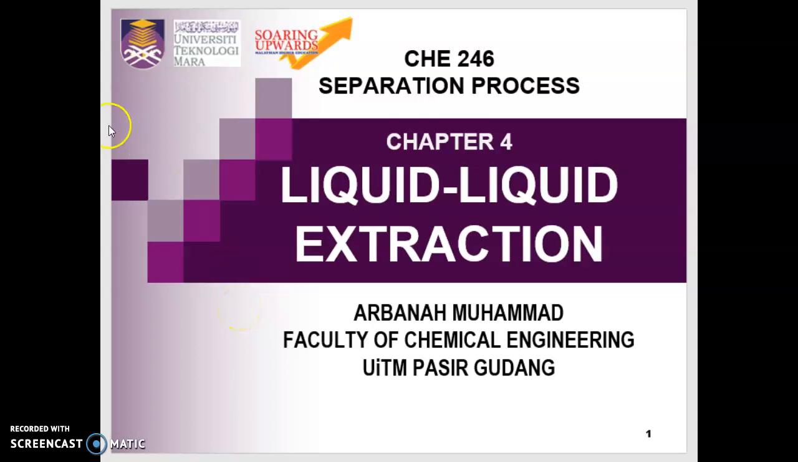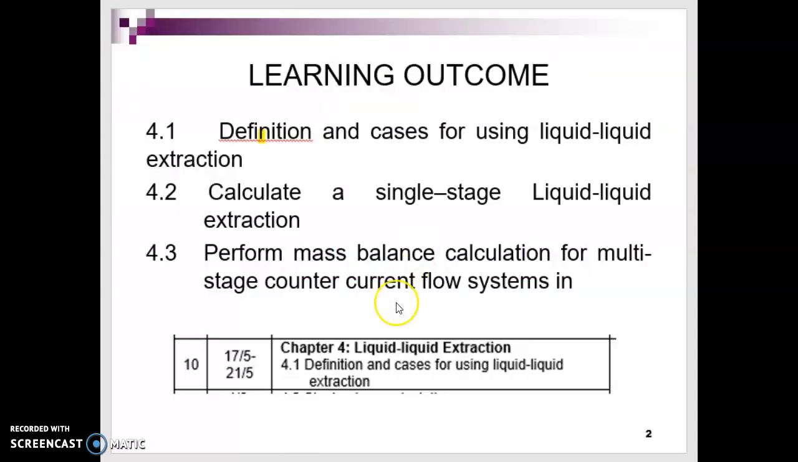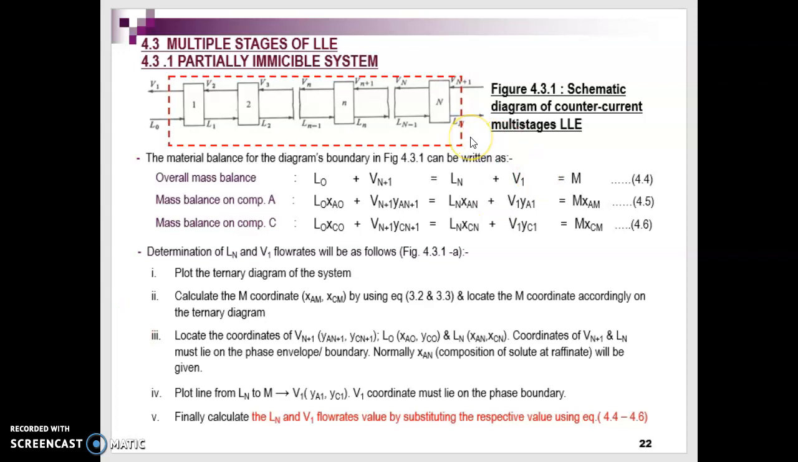Okay, welcome back to chapter 4. So we have remaining 4.3 to perform mass balance calculation for multi-stage counter current flow system. So for your multiple stage, the difference is in terms of notation used for your inlet solvents, and also your outlet raffinates.